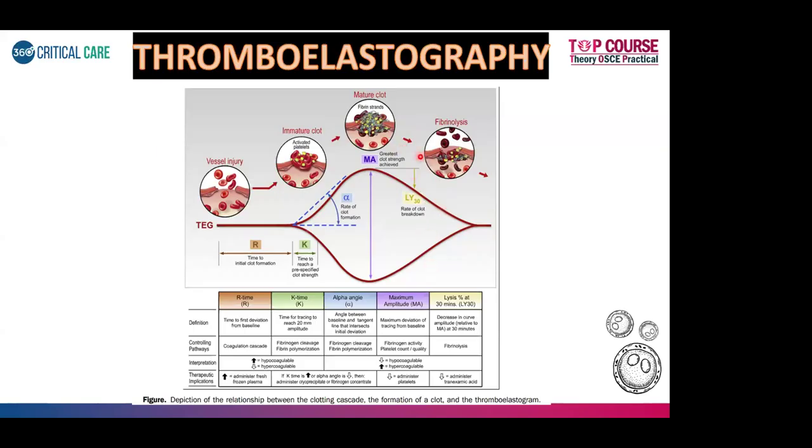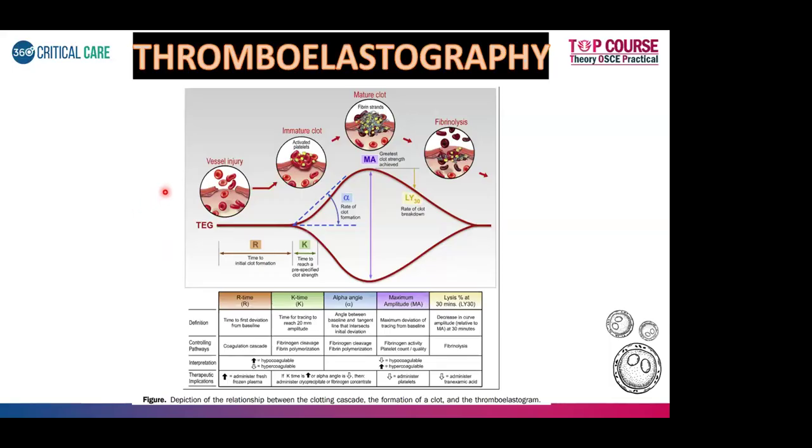That is what we see, and in TEG it is called Lysis 30. Usually the clot should not break down before 30 minutes. Lysis 30 means the number stands for the timing. If the amplitude drops more than 15% in 30 minutes, that means there is premature lysis. So usually you have a peak which comes down; suddenly the amplitude is here and then it drops earlier. As I showed in the earlier slide, there is a timeline on the x-axis. If it has dropped earlier and the percentage of drop is more than 15%, there is premature lysis.